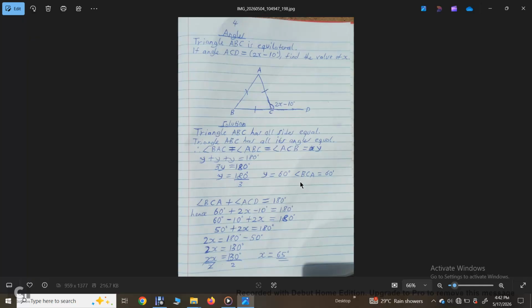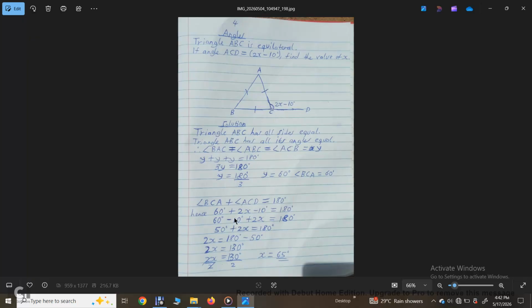Therefore, angle BCA is equal to 60 degrees. It means this angle is 60 degrees. Now that is the first part of this question.